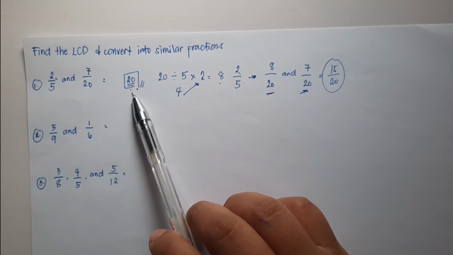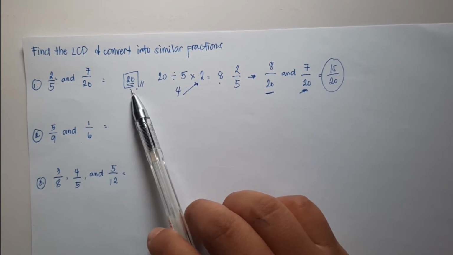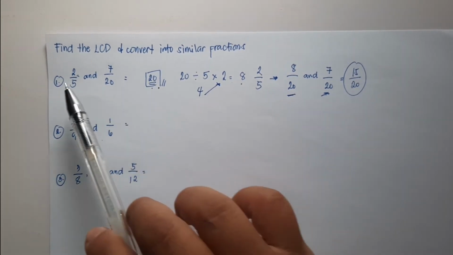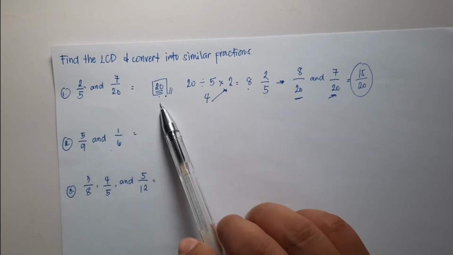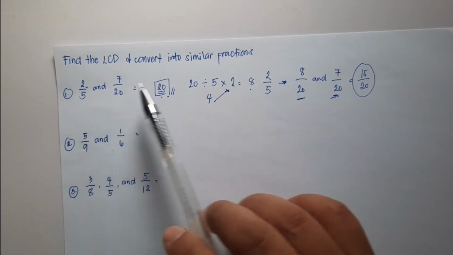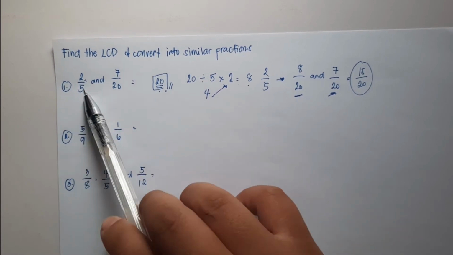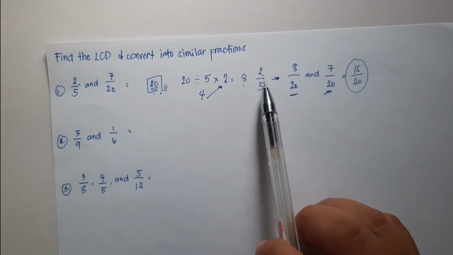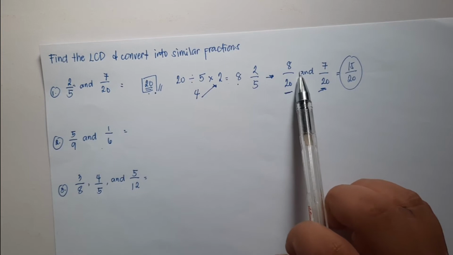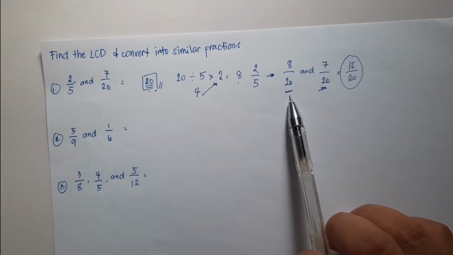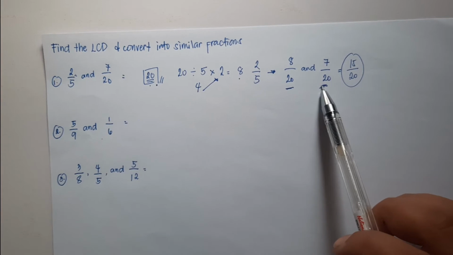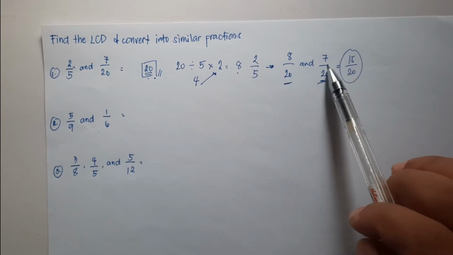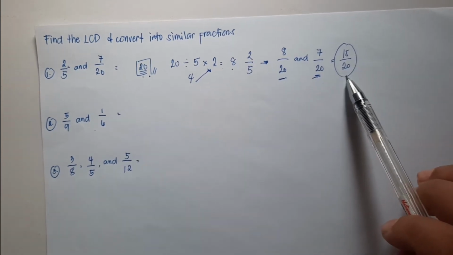So how are we going to convert the dissimilar fractions into similar fractions? The new denominator will be divided by the old denominator. So 20 divided by 5 is equal to 4. 4 times 2 is equal to 8. Therefore, the similar fraction of 2/5 is 8 over 20. And since 7 over 20 already has a denominator of 20, you should just copy it. So 8 plus 7 equals 15, then copy the denominator.